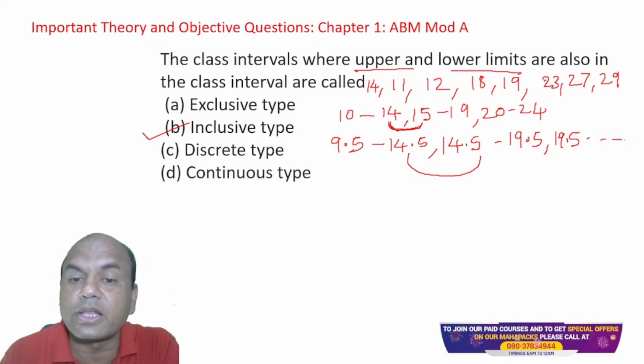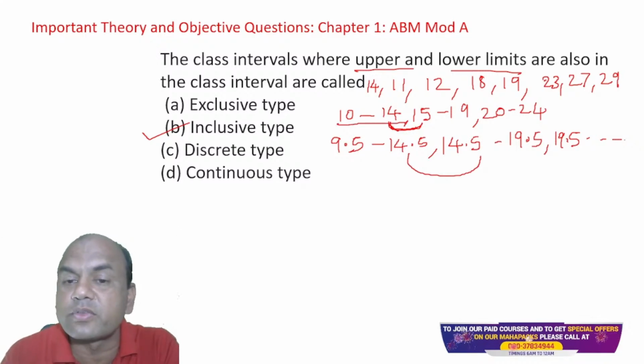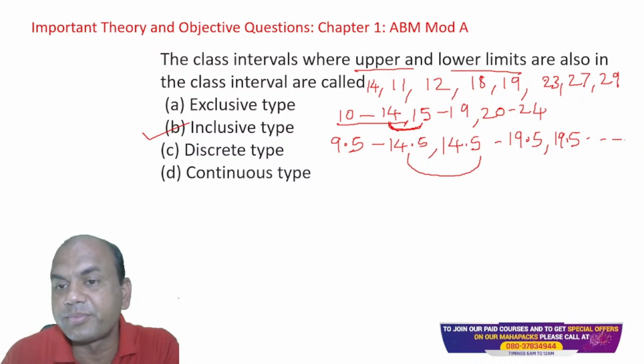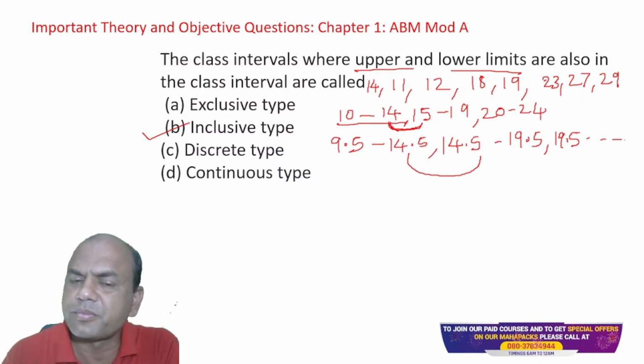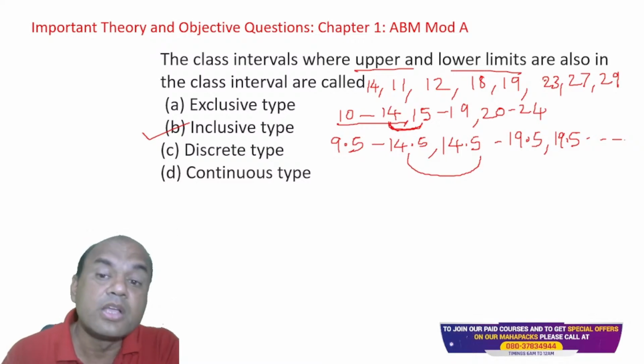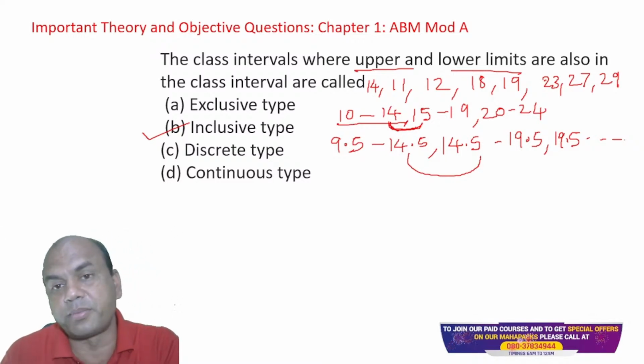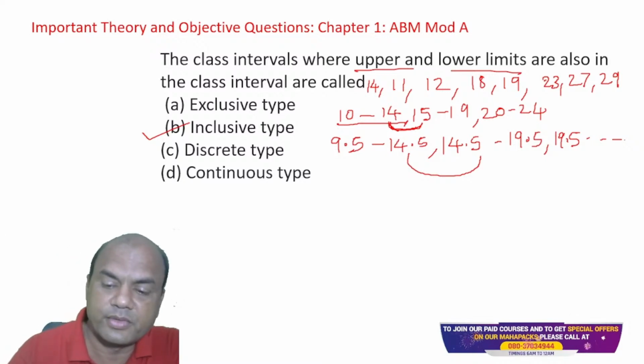Suppose I get the number 14, I'll arrange it in this class, not in this 15 class. The number 19 I'll arrange in this class. Okay, the remaining are easy for you, right? So this is known as inclusive type. Got it, everyone? Clear? Move on.